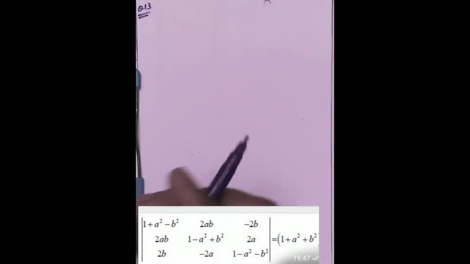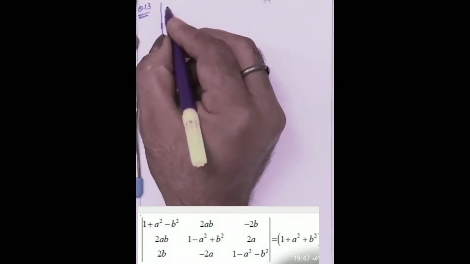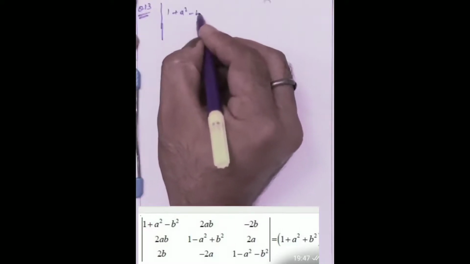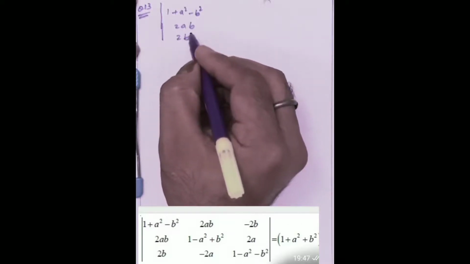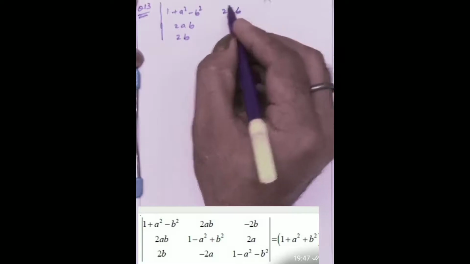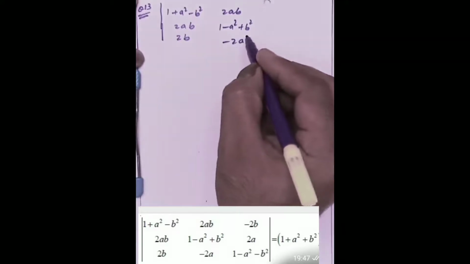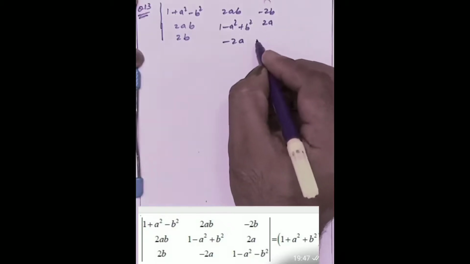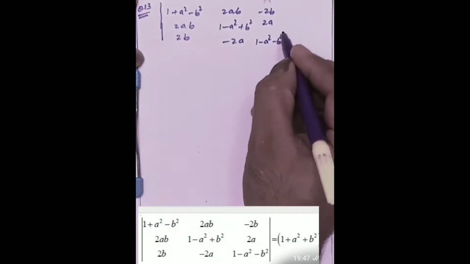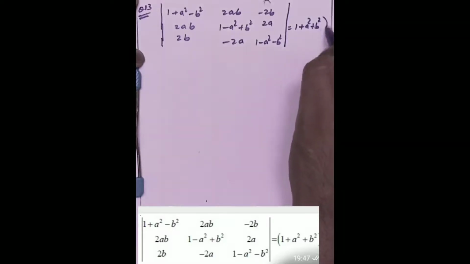Question number 13 says, the determinant with rows: 1 plus a square minus b square, 2ab, minus 2b; 2ab, 1 minus a square plus b square, 2a; 2b, minus 2a, 1 minus a square minus b square. We have to prove it equal to 1 plus a square plus b square whole power 3.